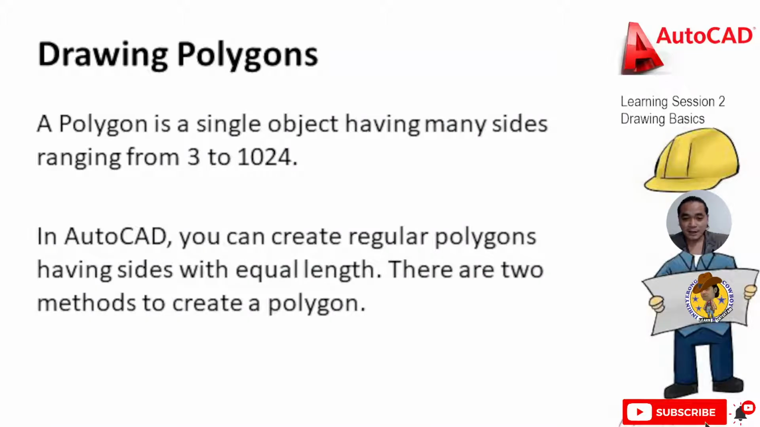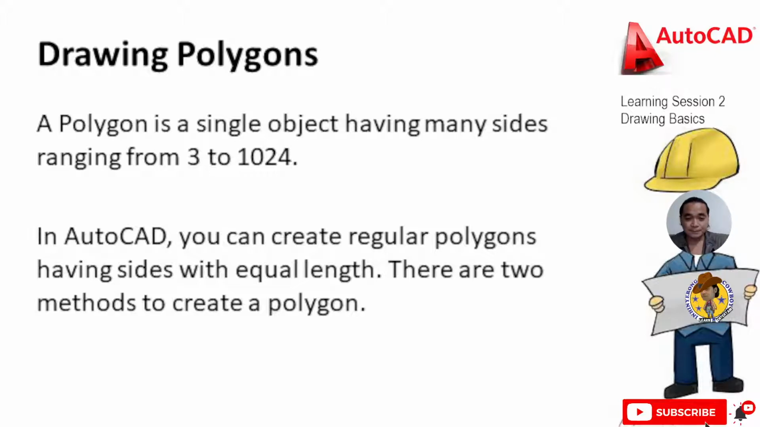We are now on drawing polygons. A polygon is a single object having many sides, ranging from 3 to 1024. Imagine an object which has 1024 sides. So that is a polygon, and that is the limit of a polygon, from 3 to 1024.